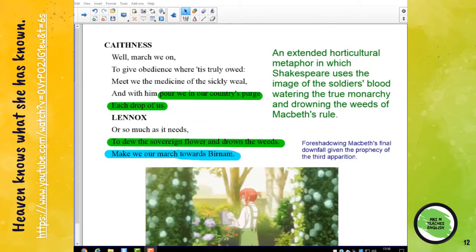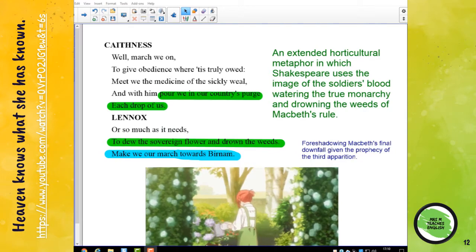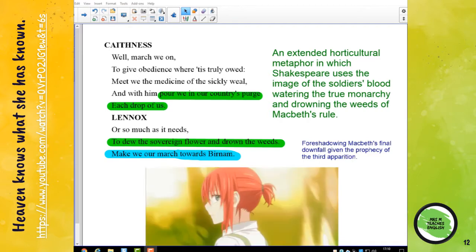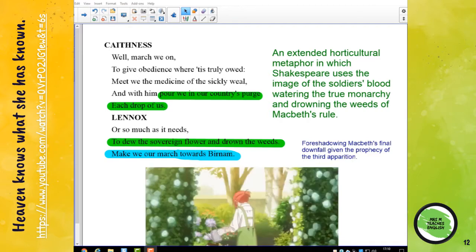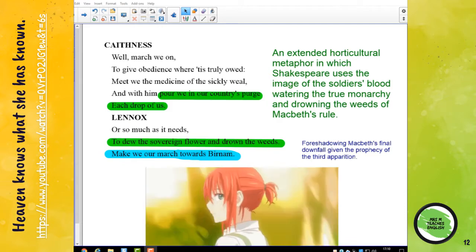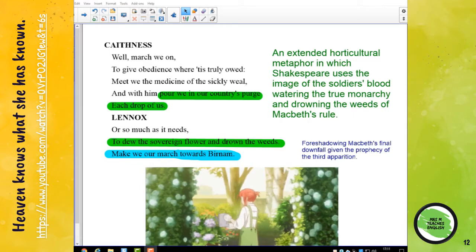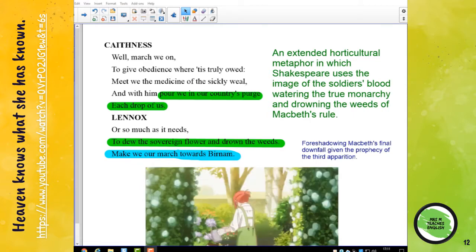Shakespeare goes on to employ two extended metaphors, the first a medical one and the second a horticultural one. In terms of the medical, we have this idea of the sickly weal being purged. So it's the idea really of soldiers returning to this sickly country of Scotland and purging it by spilling their blood. And then secondly, the horticultural metaphor uses this idea of that blood watering the true monarchy, to dew the sovereign flower and drown the weeds of Macbeth's rule.